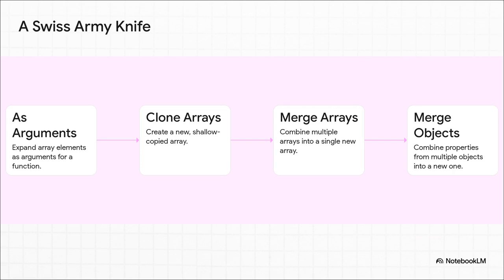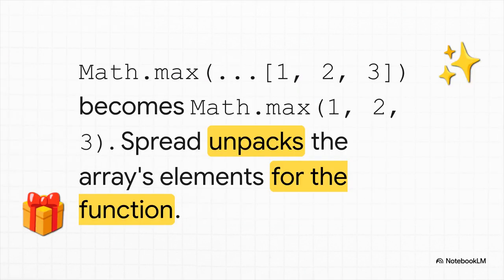So let's quickly look at four of its most useful attachments: passing arguments, cloning arrays, and merging both arrays and objects. First up, function arguments. You've got some functions, like the built-in Math.max, that need individual numbers, not an array of numbers. Spread solves this perfectly. By spreading the array, you're not passing the array itself. You're basically unpacking it on the fly and feeding the function exactly what it wants, just the individual elements.